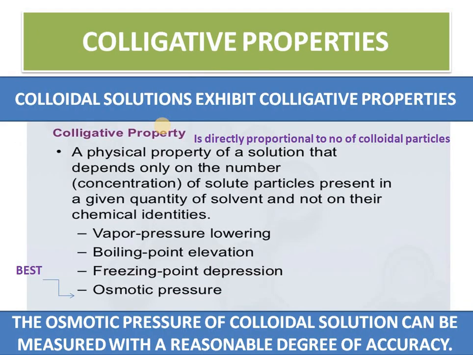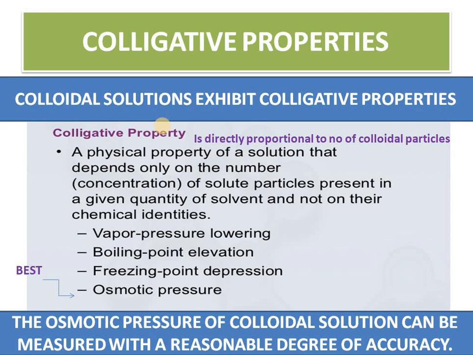Next is colligative property. In chapter number 2, solutions, we discussed colligative property. Colligative property depends upon the number of solute particles, and the examples of the various colligative properties are relative lowering of vapor pressure, boiling point elevation, freezing point depression, and osmotic pressure.